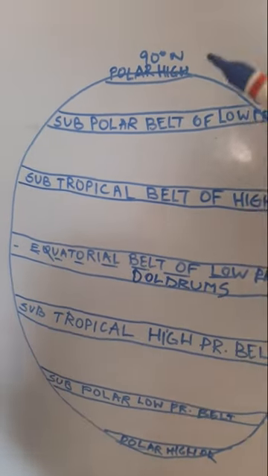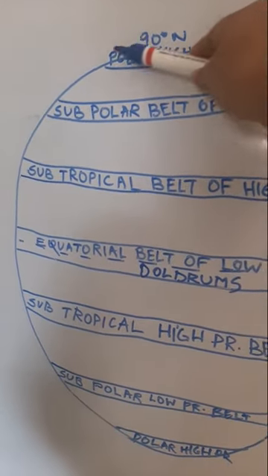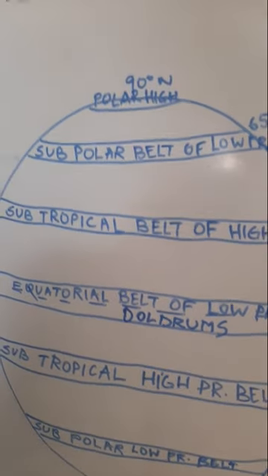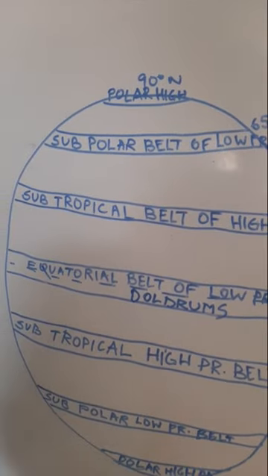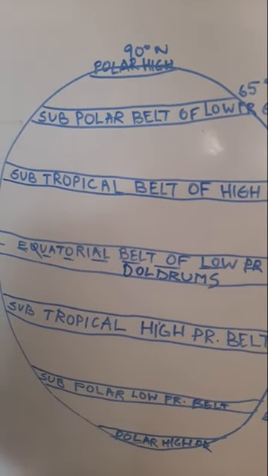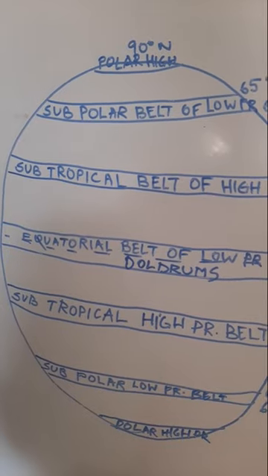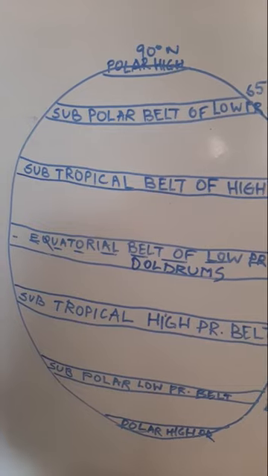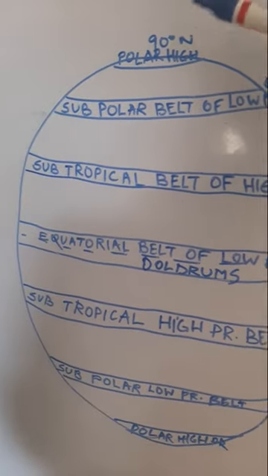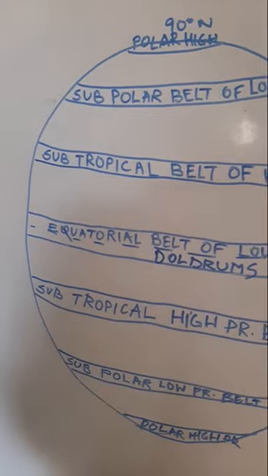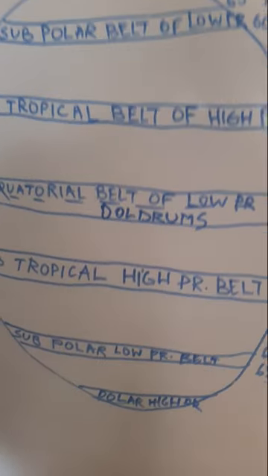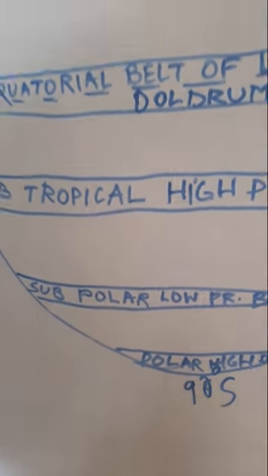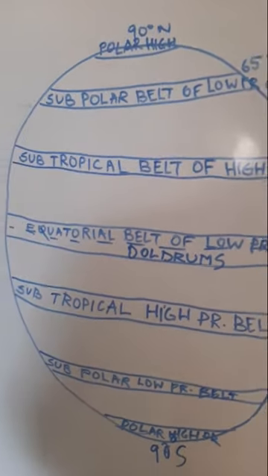And of course, the northernmost point, the North Pole, and the southernmost point, the South Pole, both of them are very, very cold, and the cold dense air that has settled here has led to the formation of high pressure, polar high. We call it polar high close to 90° north, and polar high similarly at 90° south. So both these zones have high pressure.